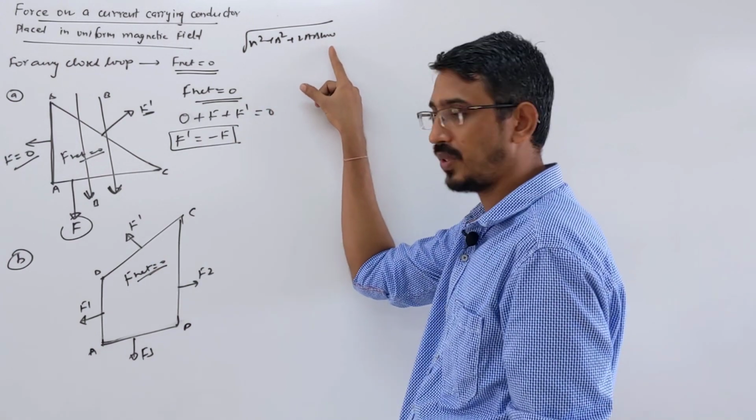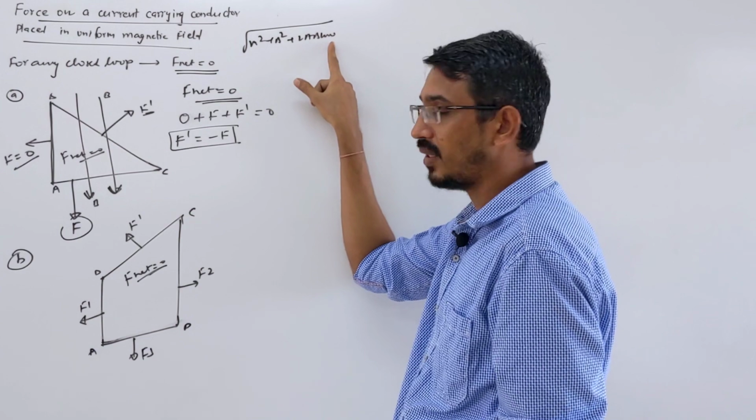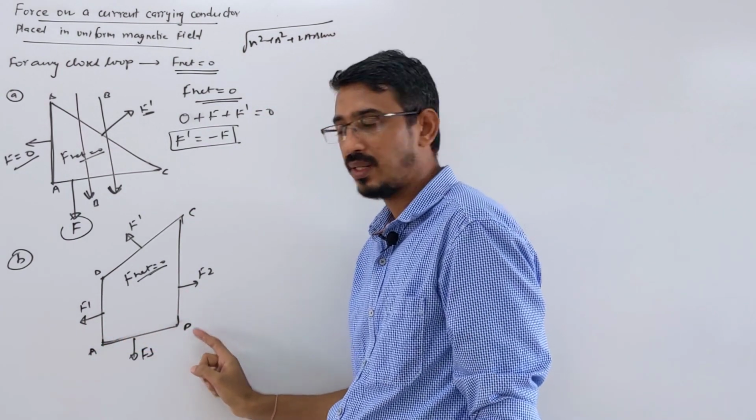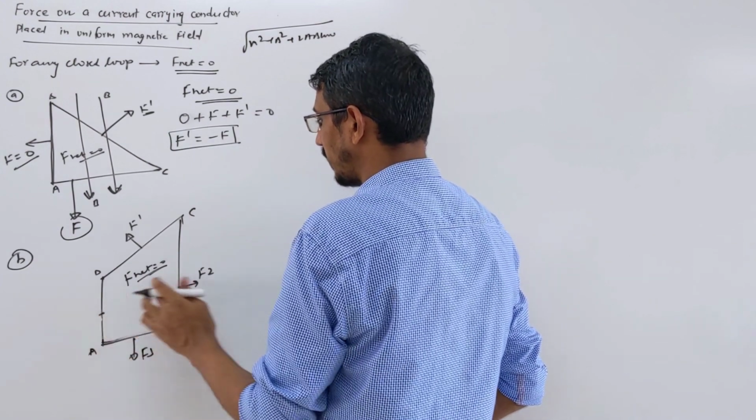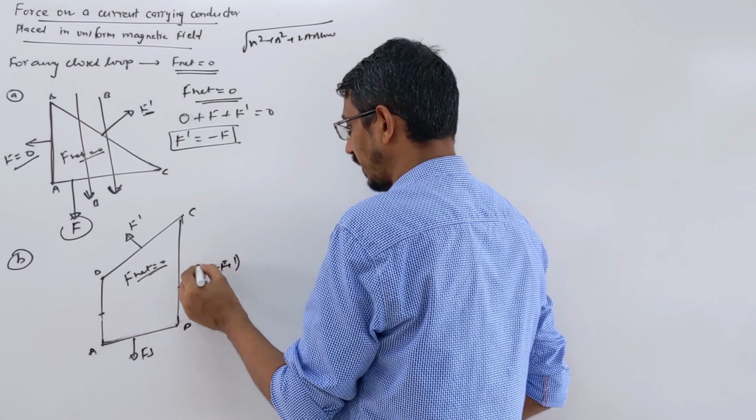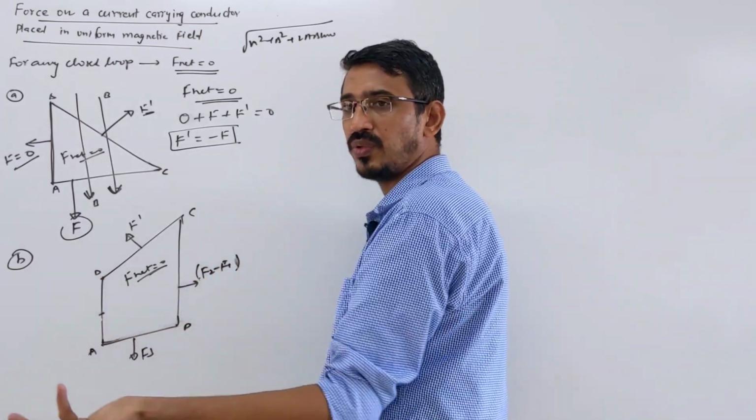Suppose the angle is 0 degrees, then the answer becomes directly A plus B. If the angle is 180 degrees, the answer becomes A minus B. So here the angle between these 2 vectors is 180 degrees. The resultant force we can write as F2 minus F1. You can write it on the other side also, since we don't know which force is bigger.